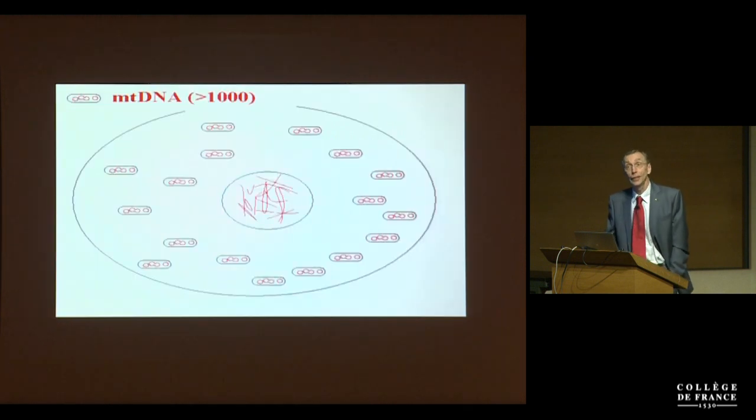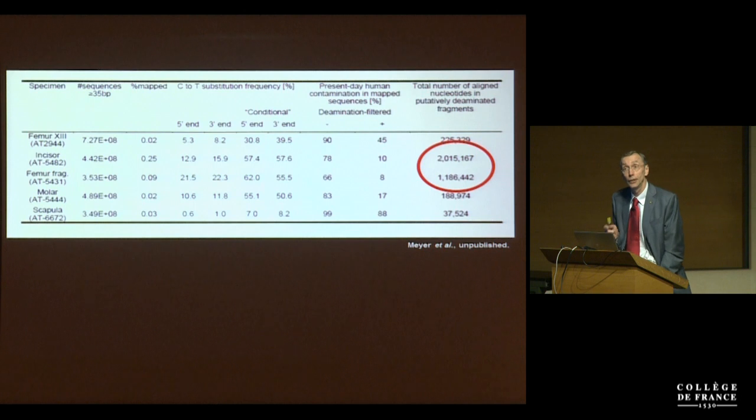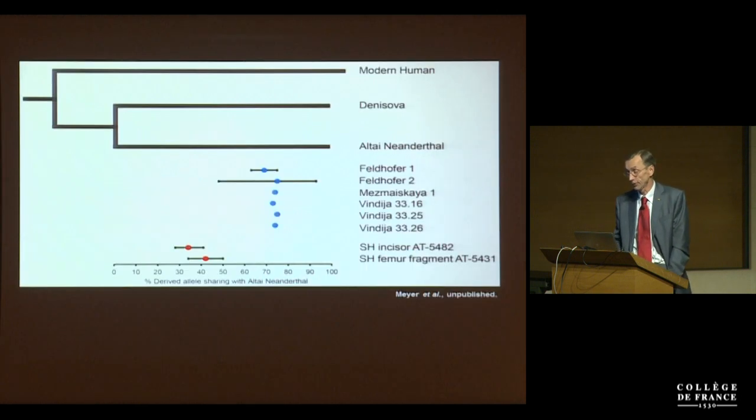So it has been quite clear that we need to go to the nuclear genome, so that's what we have worked on over the last year. We now have 2 specimens where we have retrieved at least 1 million, and in the other case 2 million nucleotides, so we can begin to address these questions.